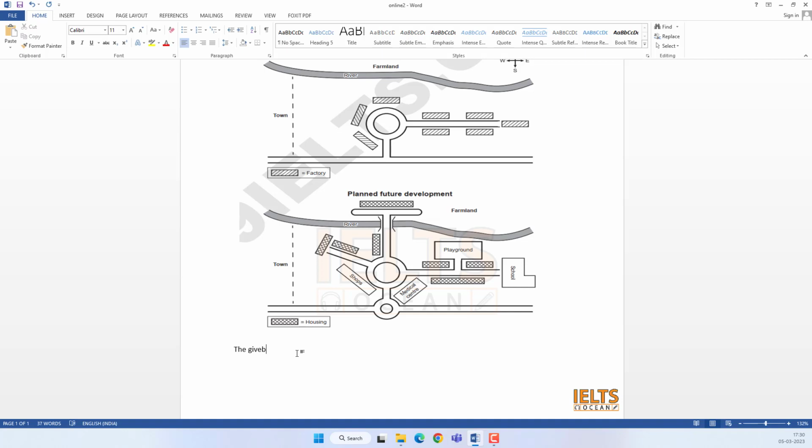The given map illustrates the current layout of an industrial region of Norbiton and its development plans for the future.